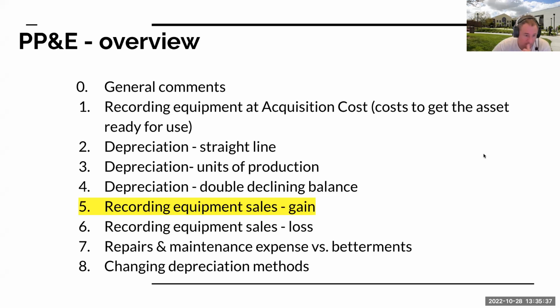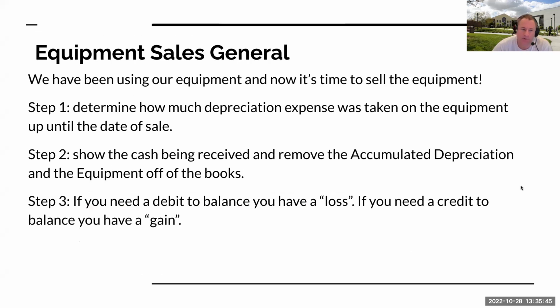Okay, so right over here, we're now going to be recording equipment sales at a gain. So let's go through and figure out how this whole thing works. When we're dealing with equipment sales, we're basically taking the asset off of our books. We've been using it. Now it's time to get rid of it.